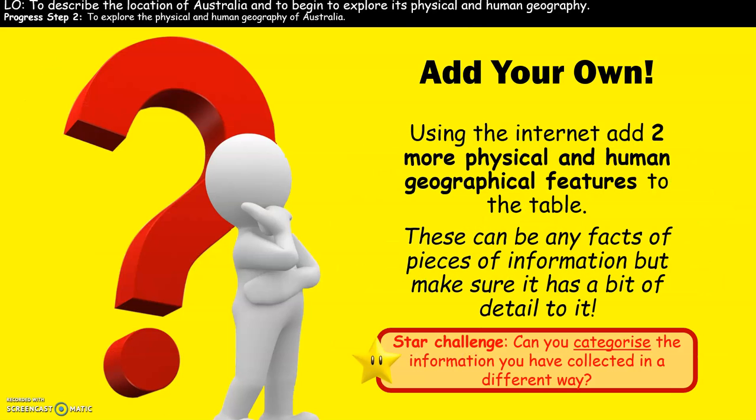So what I want you to do, just to add to all of that, hopefully you paused after every one and added it to your table. I want you to use the internet and add 2 more physical and human geographical features to the table. Remember, human is man-made, physical are things that are there naturally, and it has to be about Australia. There can be any facts, but just make sure it's got a bit of information to it. If you get that done and want to challenge yourself, try and go back through your human and physical features and try and categorize them in a slightly different way. If you want to pause the video now, you can go and have a look on the internet to add to what you've already got. So hopefully you've managed to add a couple more things to your table and a couple more facts to the information that you have got.